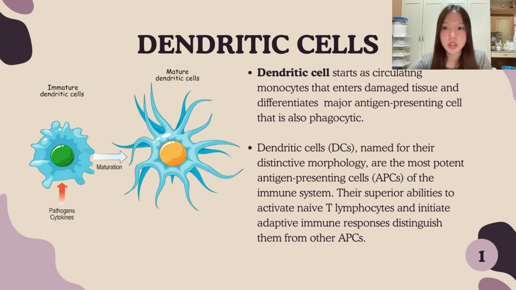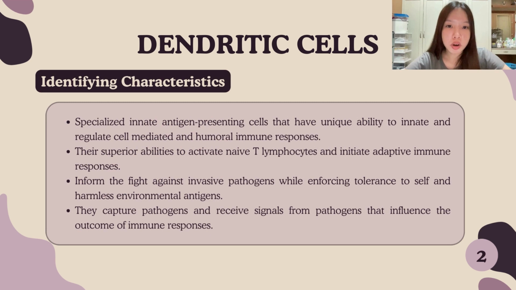Dendritic cells start as circulating monocytes that enter damaged tissue and differentiate into a major antigen presenting cell that is also phagocytic. Known for their unique shape, dendritic cells excel at presenting antigens to activate T cells, playing a crucial role in initiating adaptive immune responses. So, here are the identifying characteristics of dendritic cells.